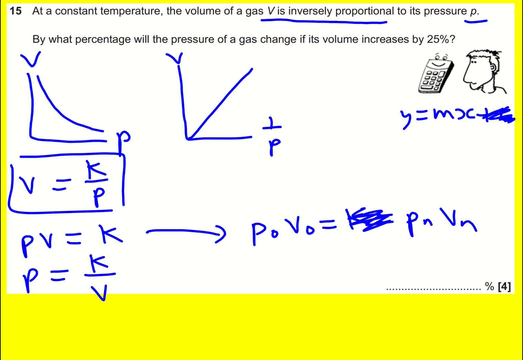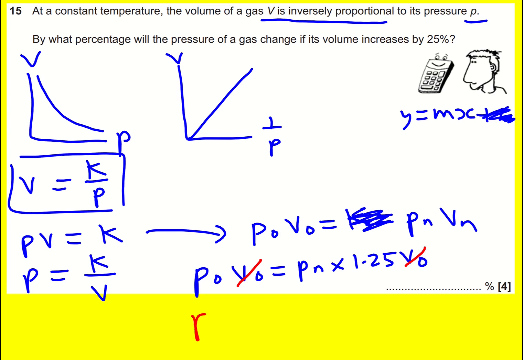So what's happening with the new pressure? Sorry, I'm trying to find out about the new pressure. Well, the volume is increasing by 25%. So actually, P0 V0 is equal to the new pressure multiplied by the new volume, and the volume is increasing by 25%, so it's 1.25 times the old volume. And now I've got it in terms of the old volume, I can just ignore these. Okay, I've got that the old pressure is equal to the new pressure times 1.25.